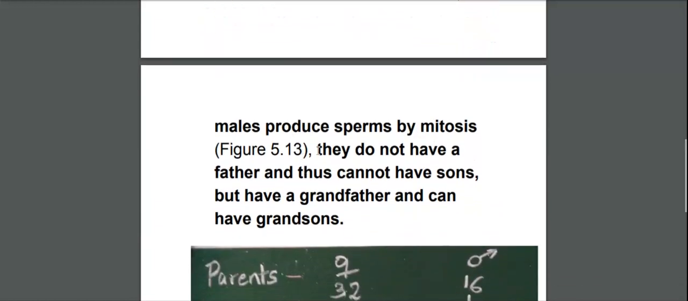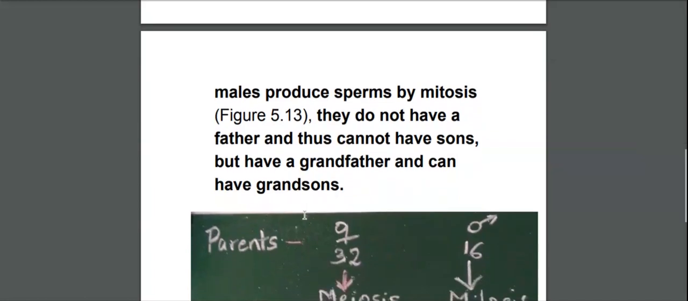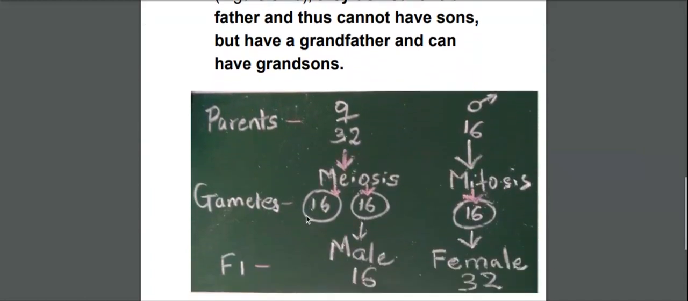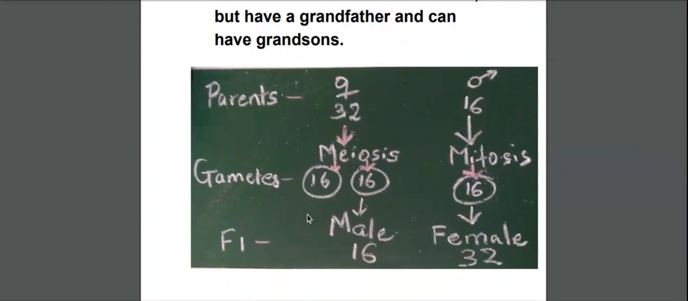And very often in the board exam, they give you an application type of question where they say that honeybees do not have a father and thus they cannot have sons, but they have a grandfather and can have grandsons. Explain. To understand why a honeybee cannot have a father and cannot bear sons, but has a grandfather and can bear grandsons, it becomes very clear in this particular diagram.